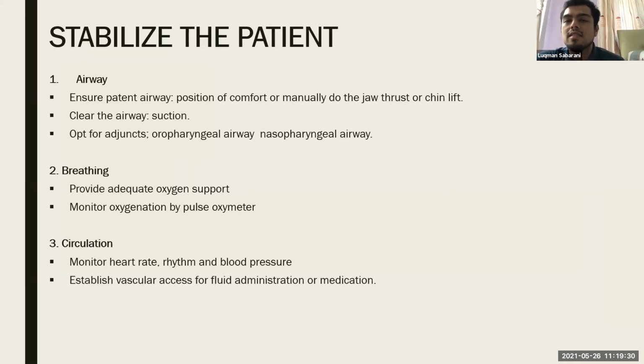Okay, so first thing, we need to stabilize the patient. So we need to resuscitate the patient using the ABC. So for airway, ensure a patent airway, position of comfort, or manually do the jaw thrust or chin lift. And we need to clear the airway by using suction. And we opt for adjuncts, for example, oropharyngeal airway and also nasopharyngeal airway.